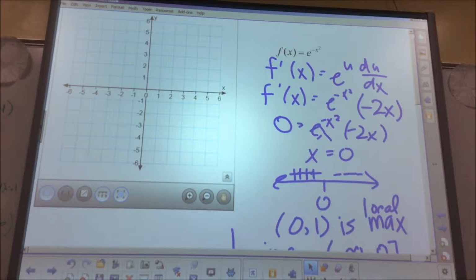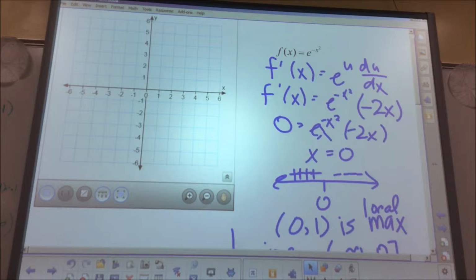So our first derivative, where did the negative 2x come from, Michael? Chain rule. It's the derivative of negative x squared. Excellent. Nice job using the precise rule and the evidence from the specific problem. So the negative 2x came from the negative x squared and the chain rule.